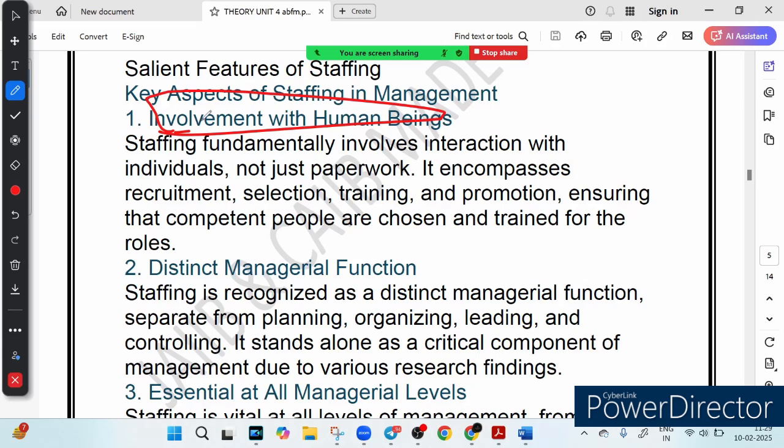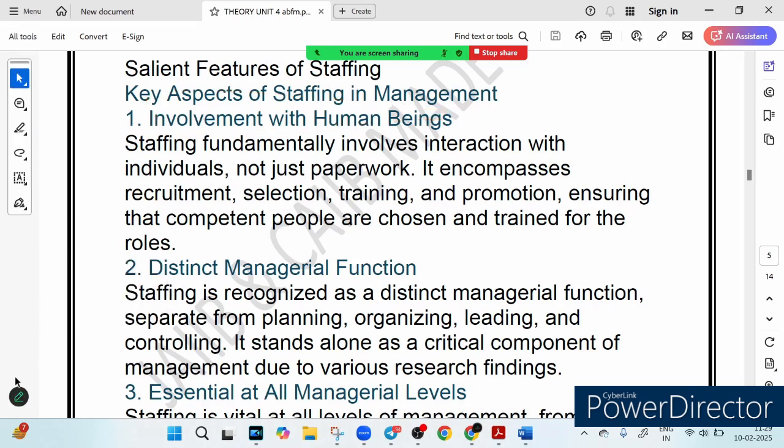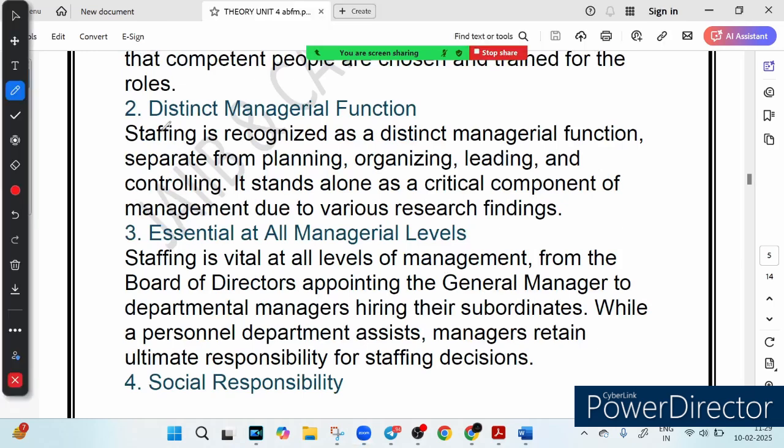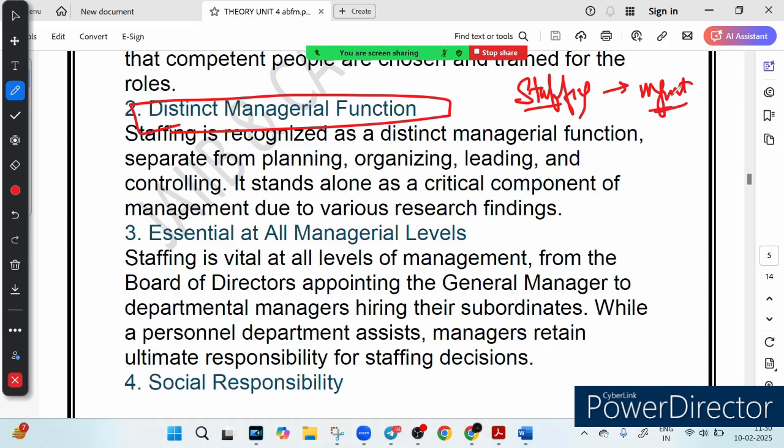Then we have distinct managerial function. This is the second feature of staffing. What does it mean? See, staffing is a core responsibility of management, right? It stands on its own, just like planning and organizing do. Why? Because research shows hiring and developing the right talent directly impacts business success. So if you hire and recruit the right talent, it will directly impact the business success.